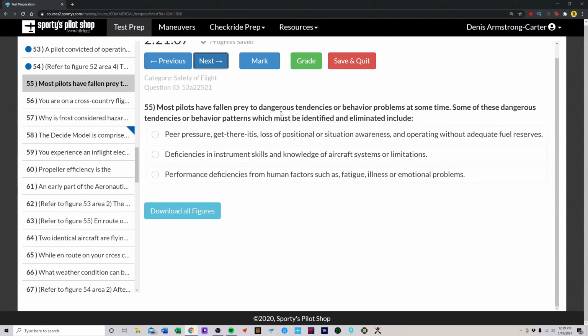Most pilots have fallen prey to dangerous tendencies or behavior problems at some time. Some of these dangerous tendencies or behavior patterns which must be identified to limit and eliminate include peer pressure. Interesting. All right. Peer pressure.